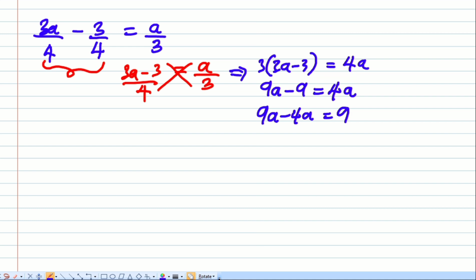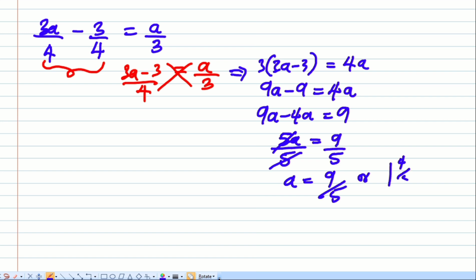Alright, 9a minus 4a is just 5a, that's equal to 9. So we divide both sides by 5. Finally, a is equal to 9 over 5. Or you can write it as a mixed number, that will be one whole number, 4 over 5. So that's the value of a.